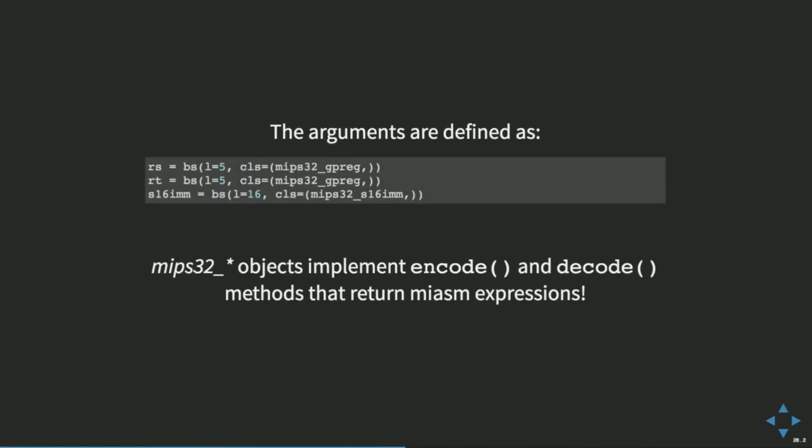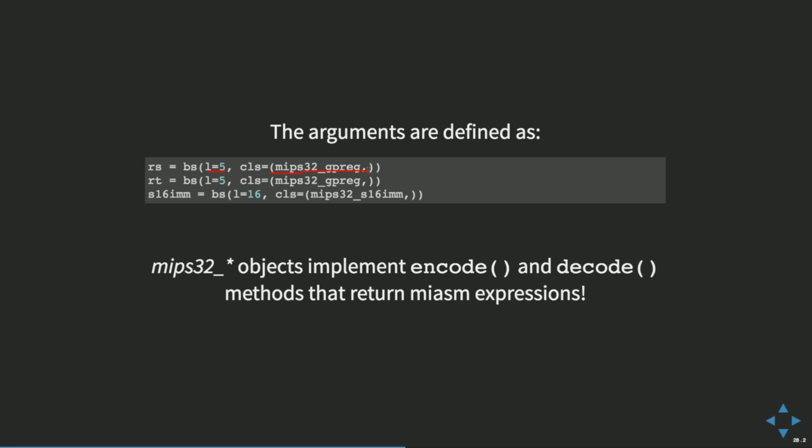You need to define the arguments of this instruction. Again, there will be bit strings. So rs, the source register, will be a bit string of length 5. And here we are telling MySM that it must be decoded with the MIPS32 gpreg object. And we do the same for the target register and the same for the immediate.